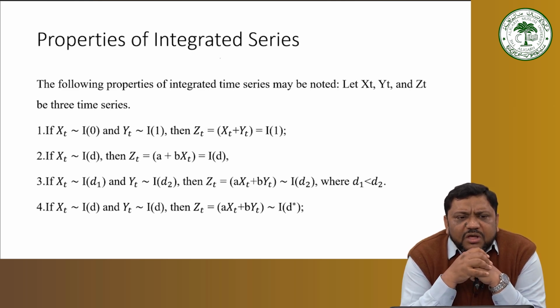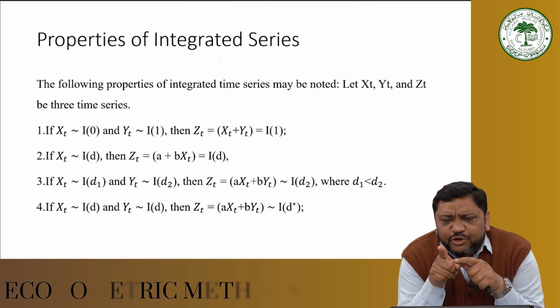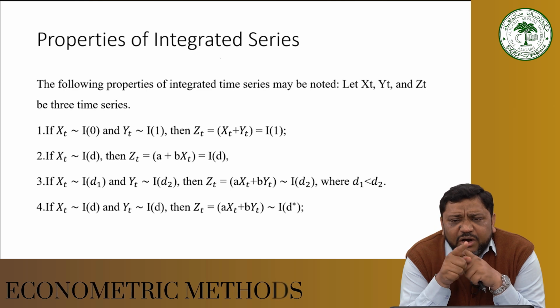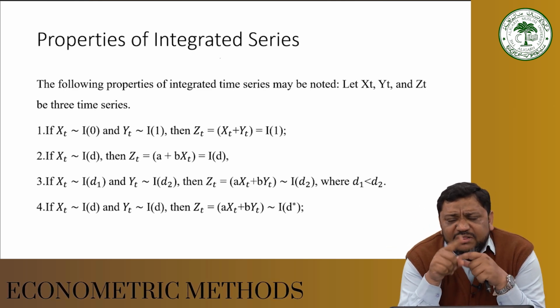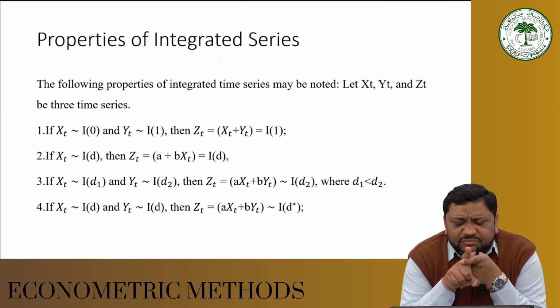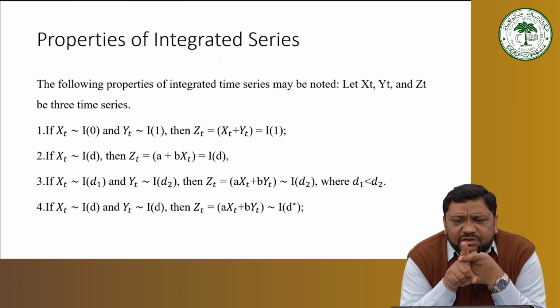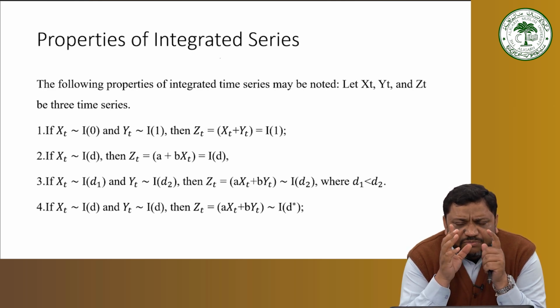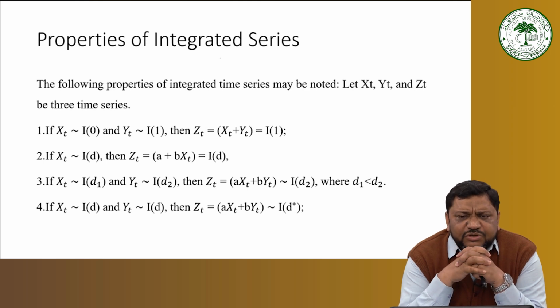The third case is if X is I(d1) and Y is I(d2), then ZT, written as A XT plus B YT, will be I(d2), meaning it will take the order of the higher one. One is d1 and the other is d2, and d2 is greater than d1. So the resultant series of this type of combination, A XT plus B YT, will be I(d2), where we have the concept that d2 is greater than d1.